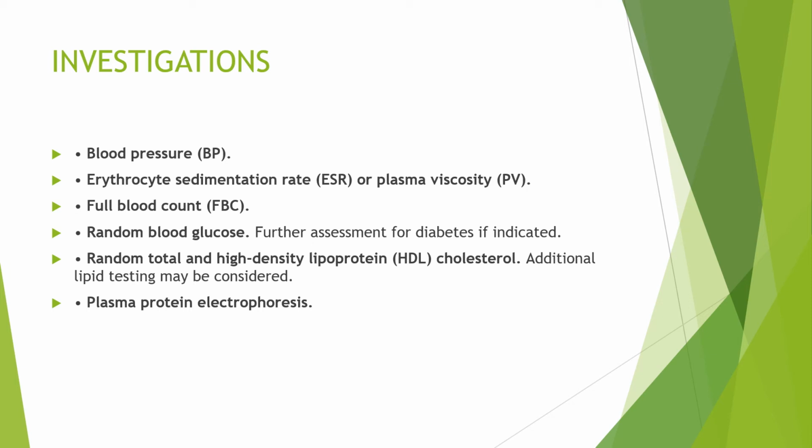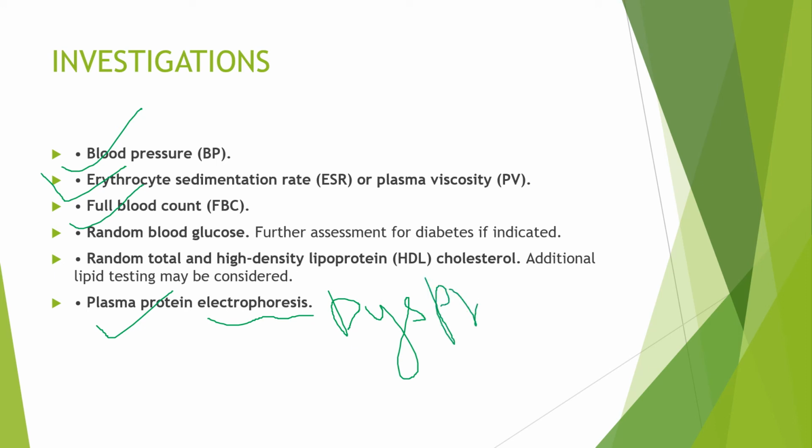So since we have learned a bit about the pathophysiology, what all investigations will you do in a patient when you have made a diagnosis of retinal vein occlusion? You'll measure the BP, because blood pressure causes the arteriosclerotic changes. You will measure the ESR or the plasma viscosity, which are the thrombotic factors. You will do a full blood count, a random blood glucose and cholesterol levels, total and high density cholesterol, and a plasma protein electrophoresis. This is for dysproteinemias.